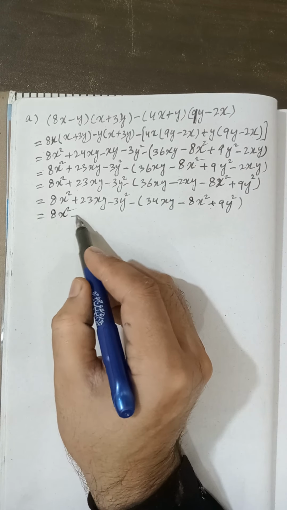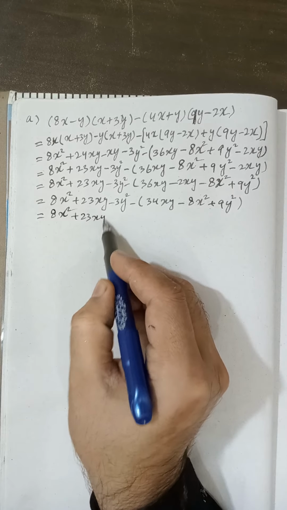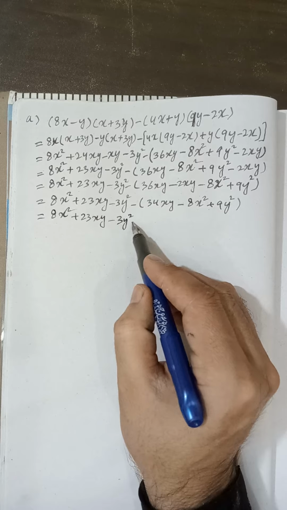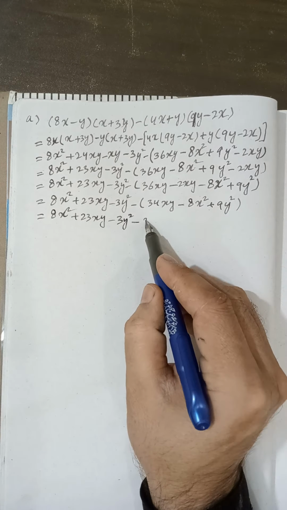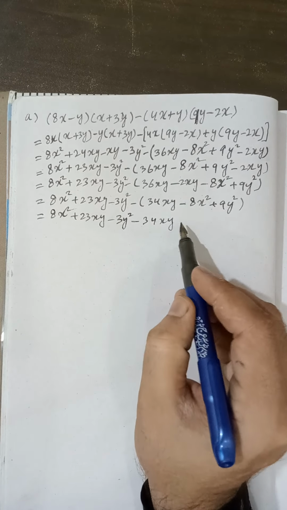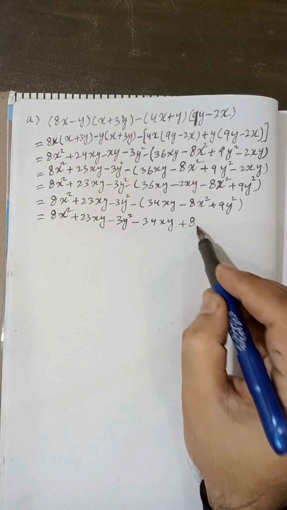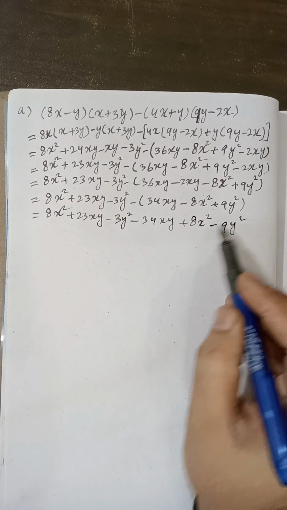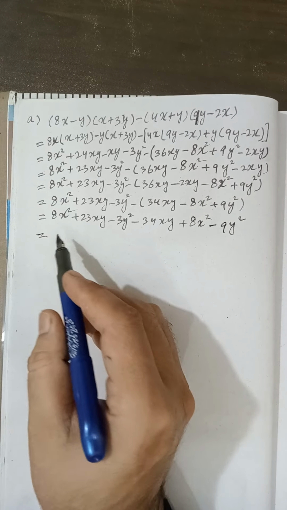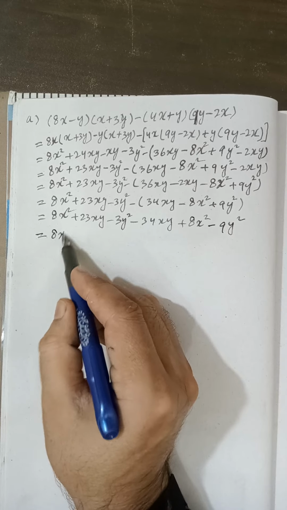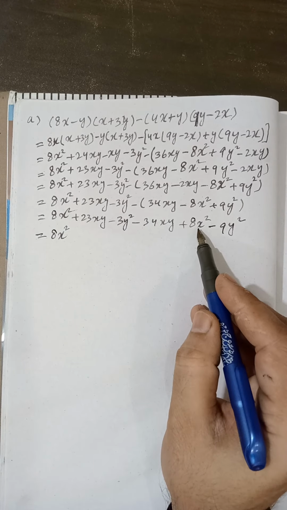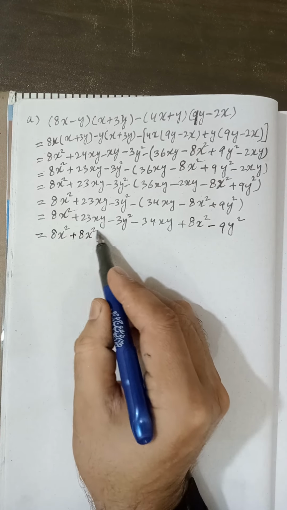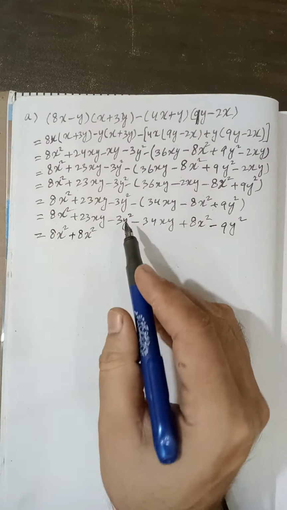8x square plus 23xy minus 3y square minus, due to this minus sign you will change the inner sign, 34xy plus 8x square minus 9y square. Now get another arrangement. As it is 8x square, find other x square. This one is also x square. It is also 8x square. Find another x square. There is no other x square.